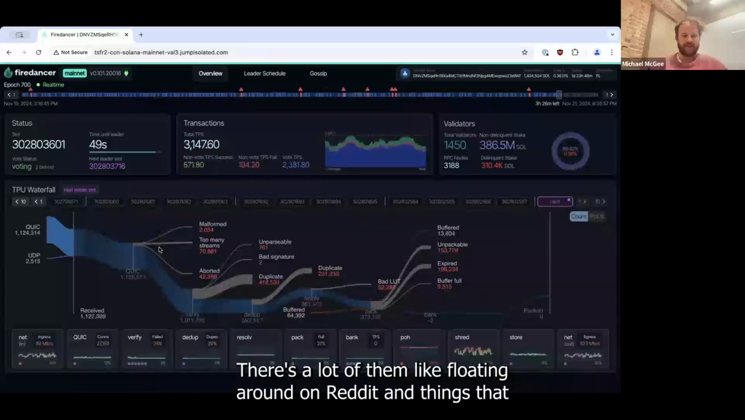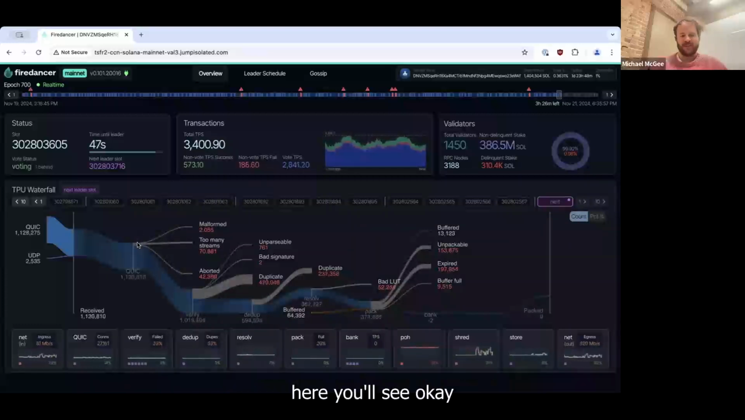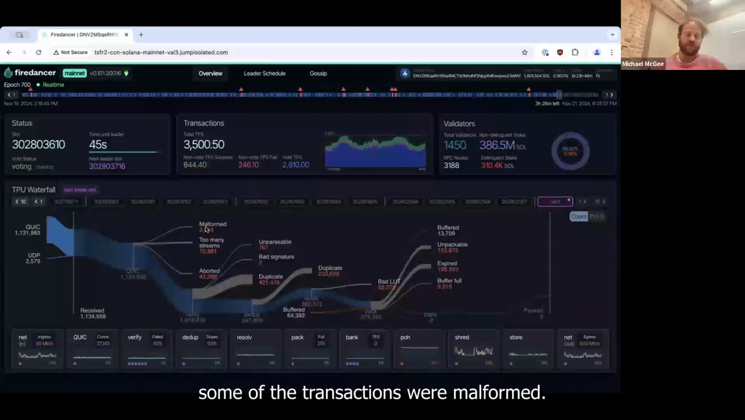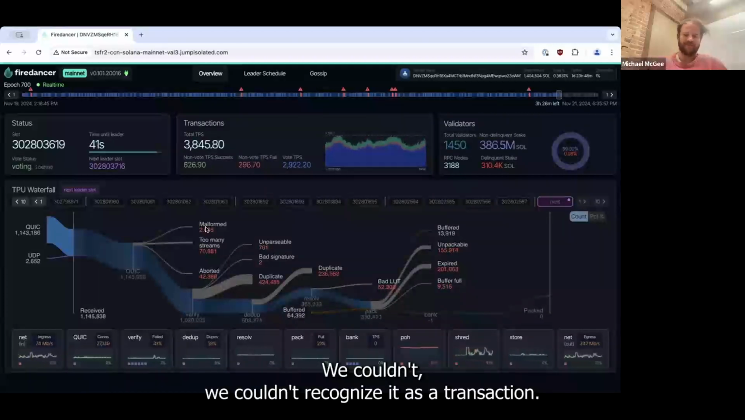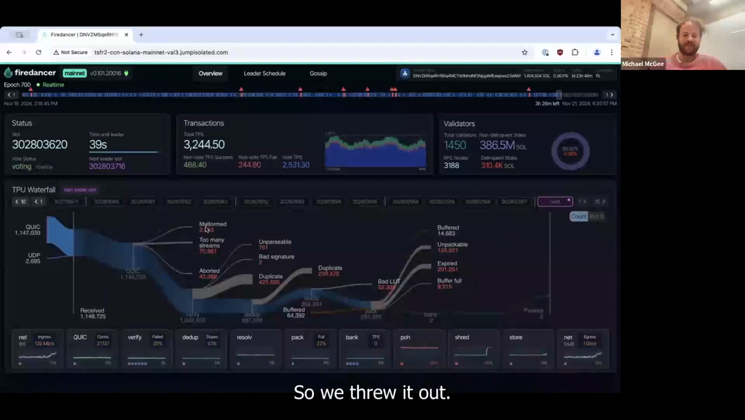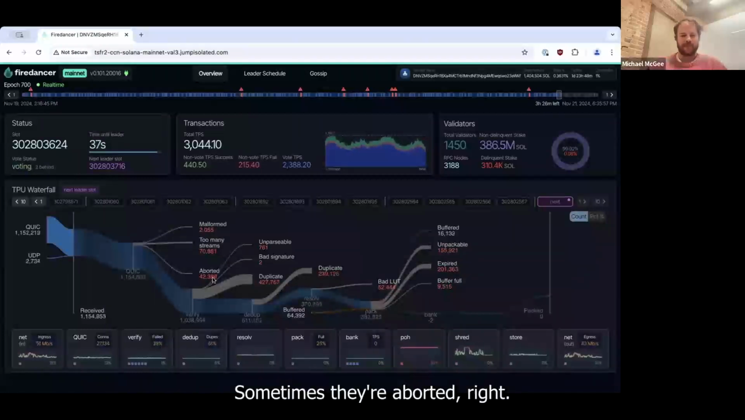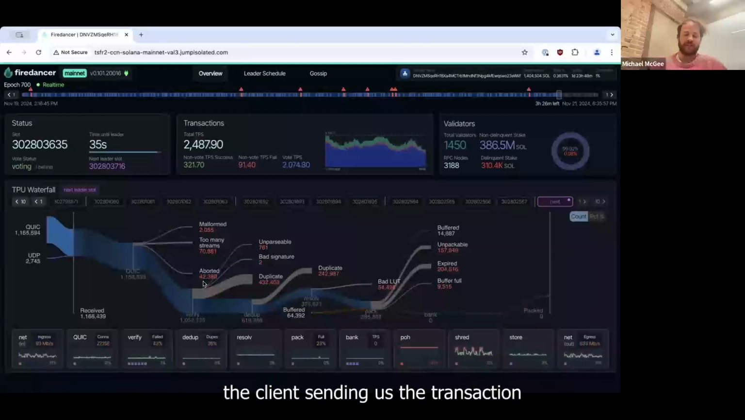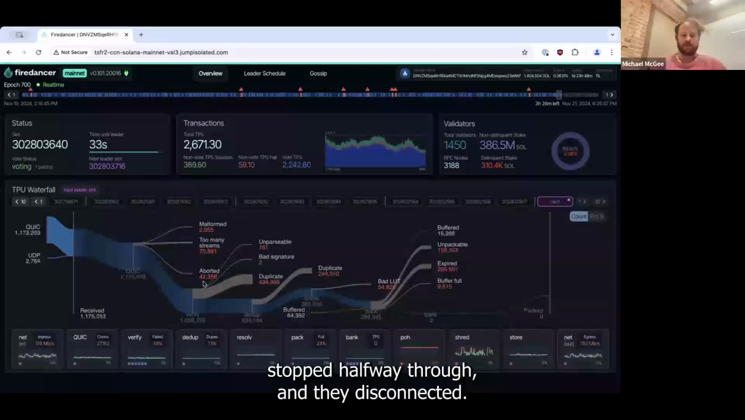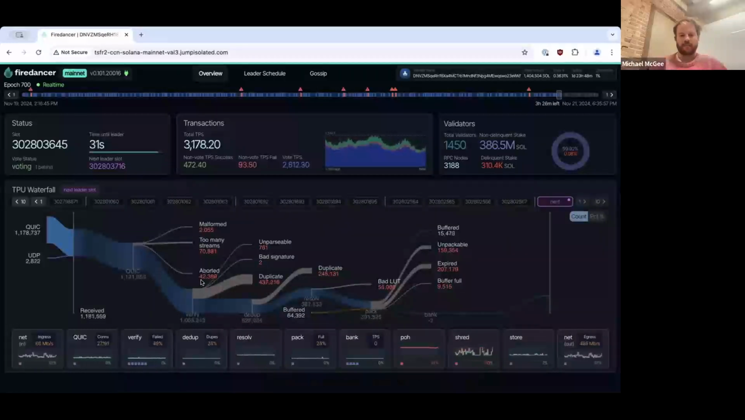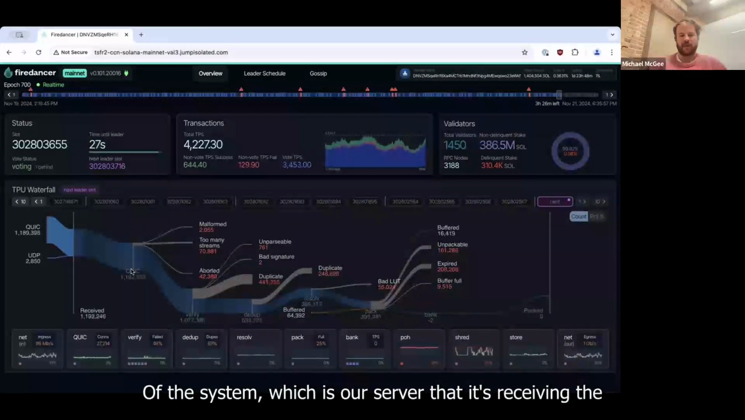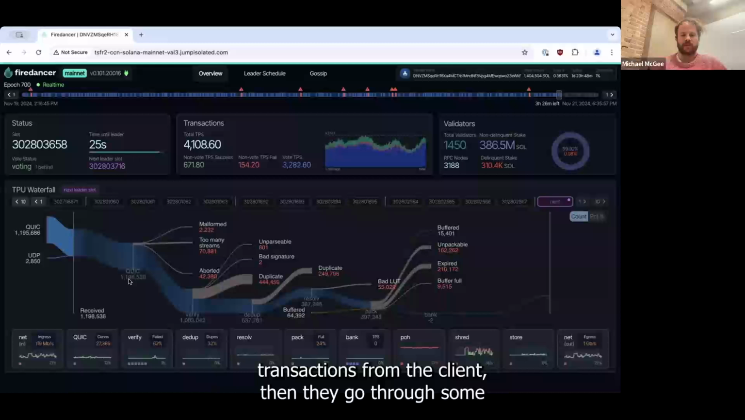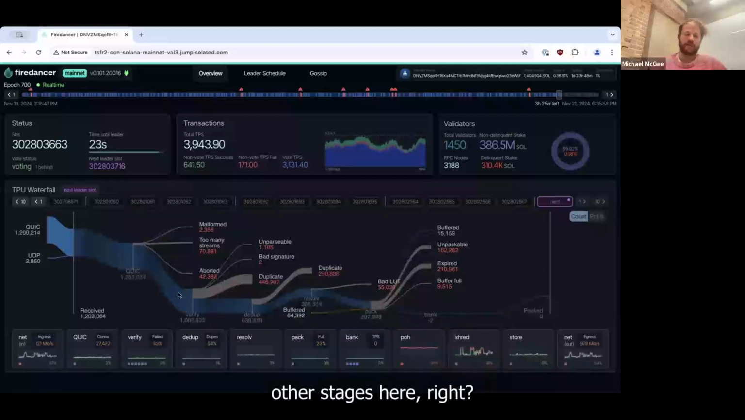There's a lot of them that float around on Reddit and things, but here you'll see some of the transactions were malformed. That means they didn't look like a transaction. We couldn't recognize it as a transaction, so we threw it out. Sometimes they're aborted, which means the client sending us the transaction stopped halfway through and disconnected. If they make it through this initial part of the system, which is our server that's receiving the transactions from the client, then they go through some other stages here.